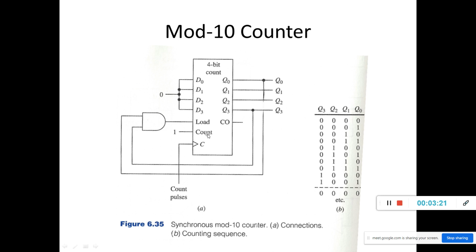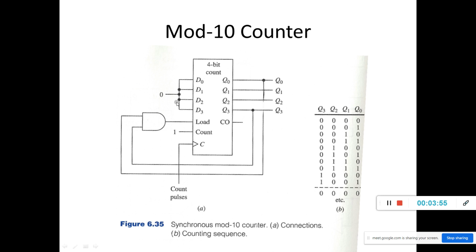Again for the next occurrence of the clock, it will be loaded with 0001. Again with the next positive edge occurrence of the clock, 0010. Similarly, it will come up till 1001. Once Q3 and Q0 again become 1, the output of the AND gate becomes 1. This is given as an input to the load. Load becomes 1. Once the load becomes 1, the D0, D1, D2, D3 will be loaded with 0 input.